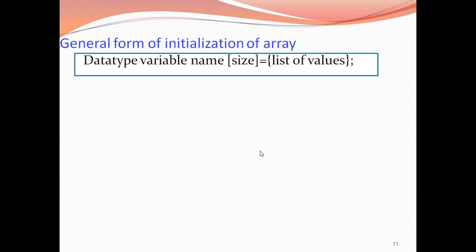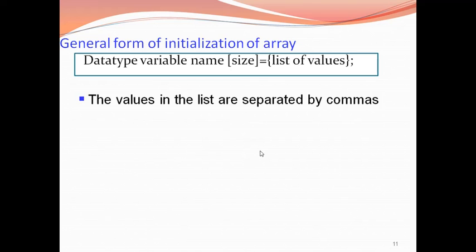The general form of initialization of an array: data type, the variable name or array name, size, is equal to, within the curly braces we write the list of values or list of elements of the array, semicolon. This is the one-dimensional array format. The values in the list are separated by commas.